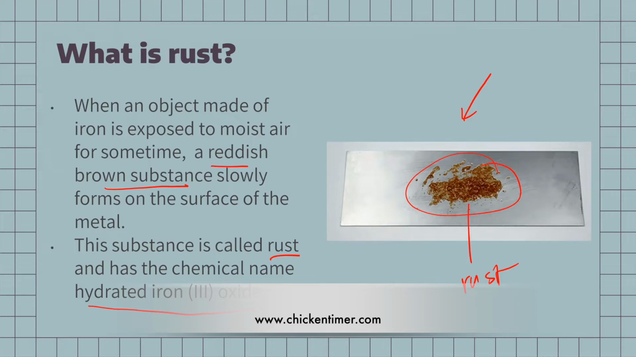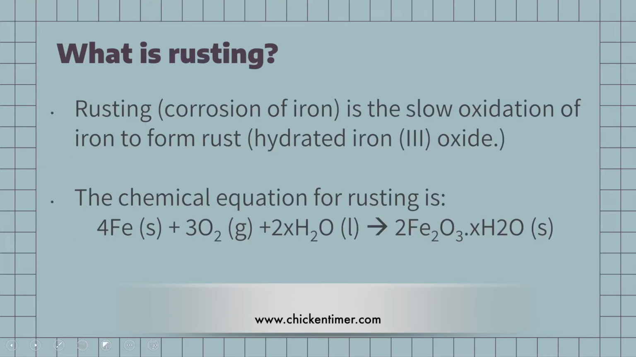Okay, all right. So rusting, you say, is a slow oxidation of iron to form rust. So oxidation is basically reacting with oxygen. So you have iron metal react with oxygen and some water to form this. So it's Fe2O3, then dot. This one is the water.